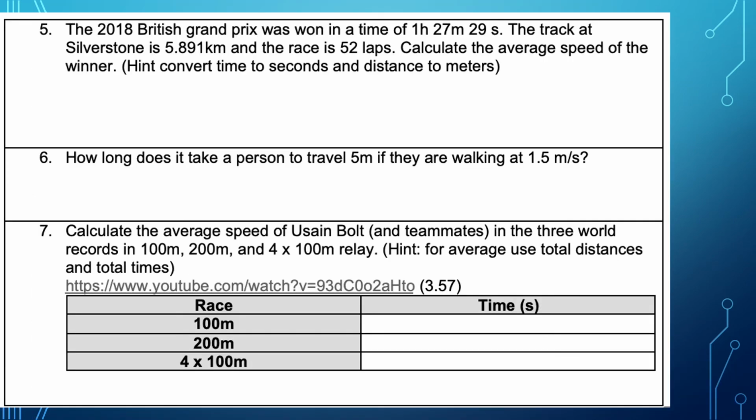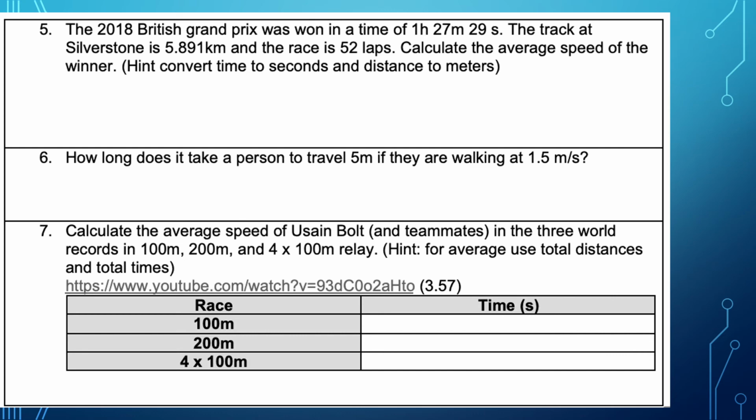And we're going to continue on to 5, 6, and 7, okay? The 2018 British Grand Prix was won in a time of 1 hour, 27 minutes, and 29 seconds. The track at Silverstone is 5.891 kilometers, and the race is 52 laps. Calculate the average speed of the winner. And so convert time to seconds and distance to meters. So from there, you should be able to realize that your answer will be in meters per second. And so let's start off by converting what we know.